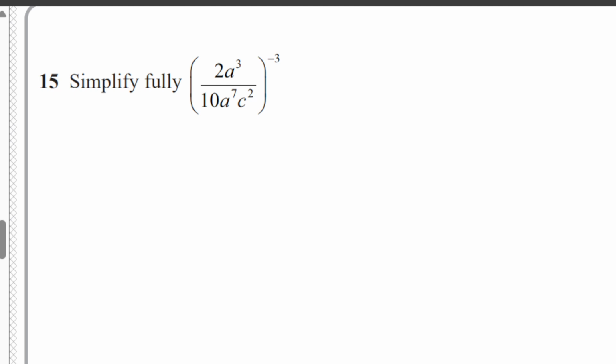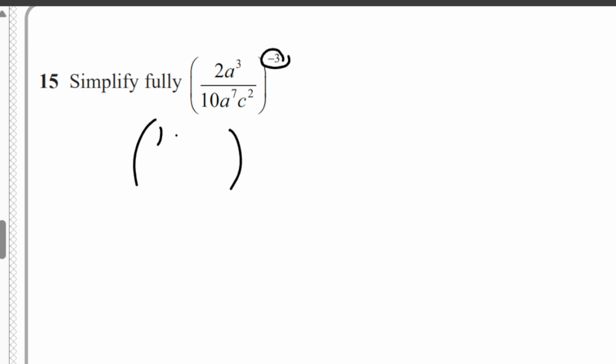Question 15 is 3 marks. This is indices. The question says simplify fully. You can pause the video and try it yourself. A very important tip is whenever you see a negative power, flip these ones. So let's flip them.